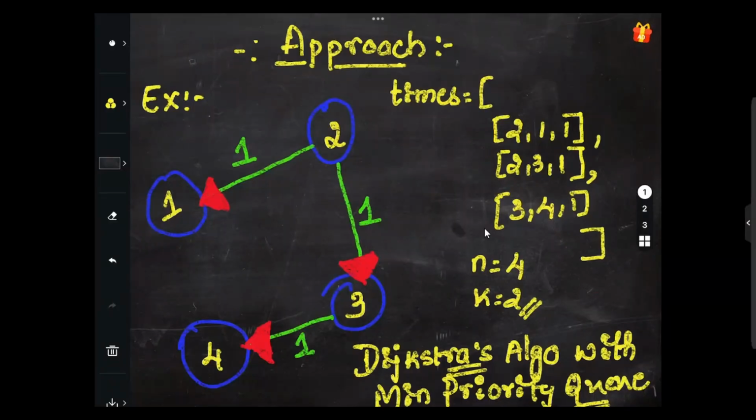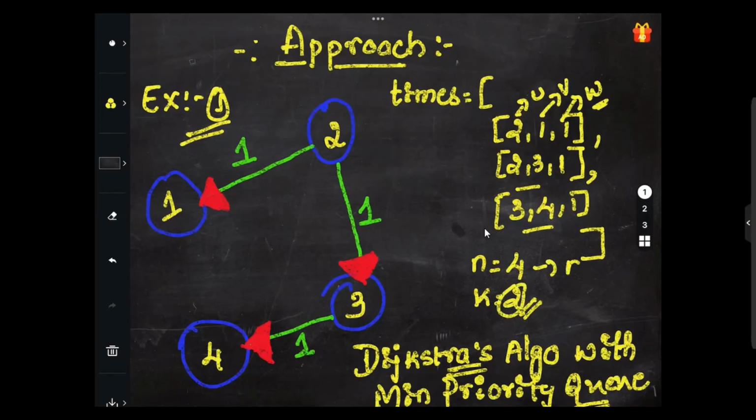Let's discuss the approach step by step. I have just considered the same first example that they have given in this question, right? So here they have given times 211, which is nothing but u, v, w: source node, target node, as well as the time. Same goes with 231 as well as 341. N equals 4, k equals 2 they have given. This is nothing but the root node, and this is the number of nodes. So this is fine. Just keep this in mind.